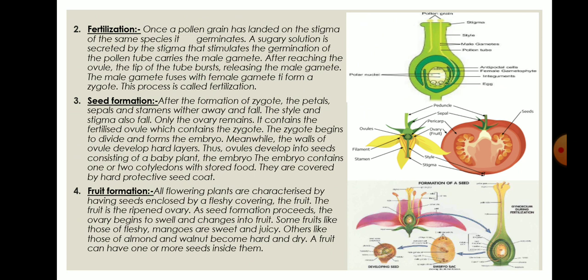Fertilization. Once a pollen grain has landed on the stigma of the same species, it germinates. A sugary solution is secreted by the stigma that stimulates the germination of the pollen tube, which carries the male gamete. After reaching the ovule, the tip of the tube bursts, releasing the male gamete. The male gamete fuses with the female gamete. It forms a zygote. This process is called fertilization.